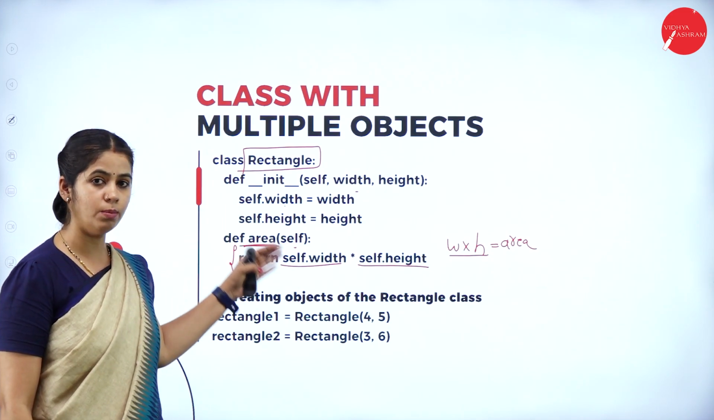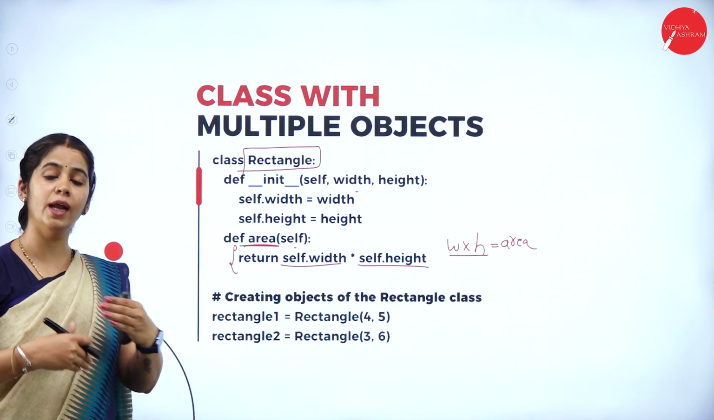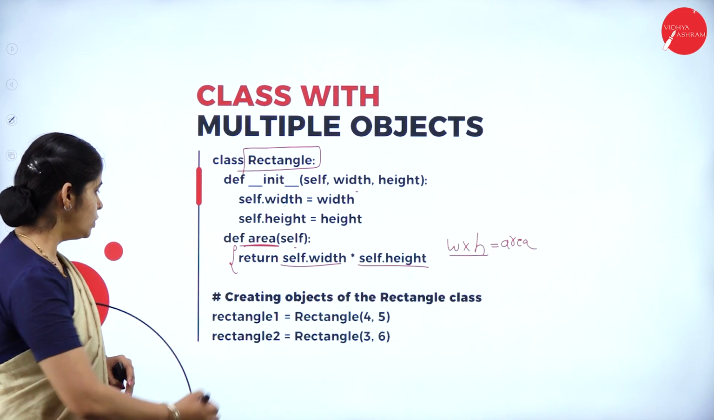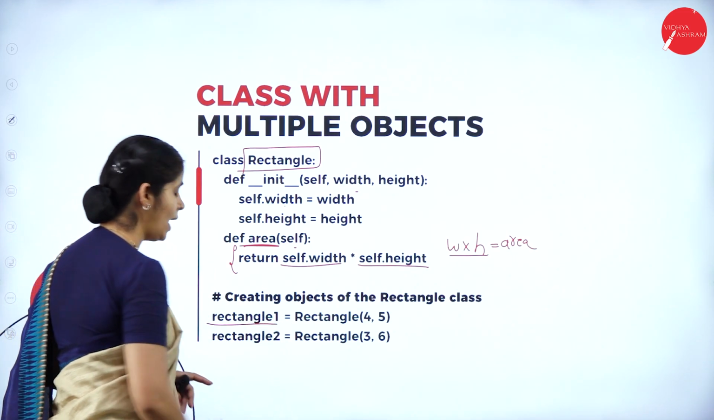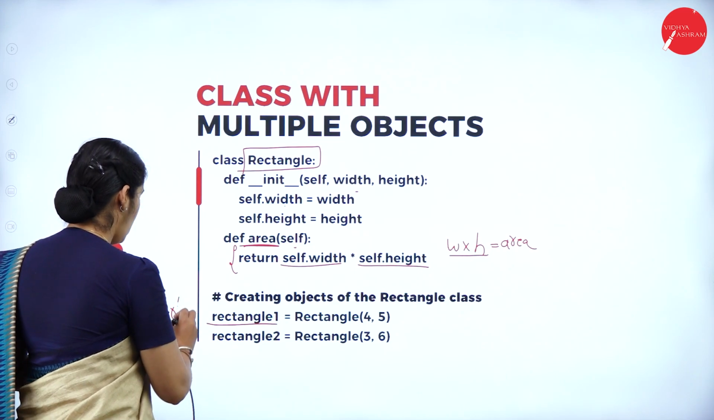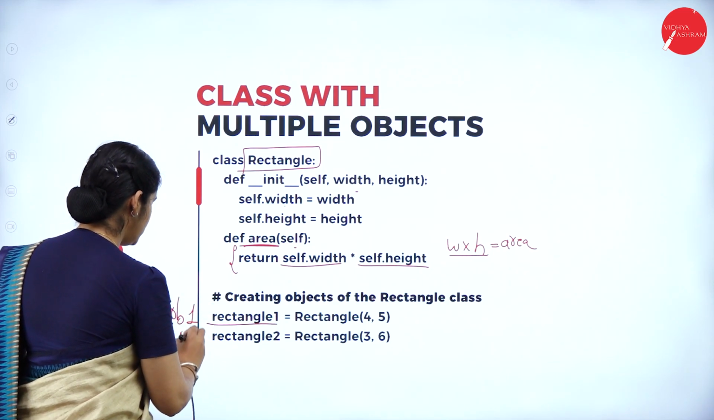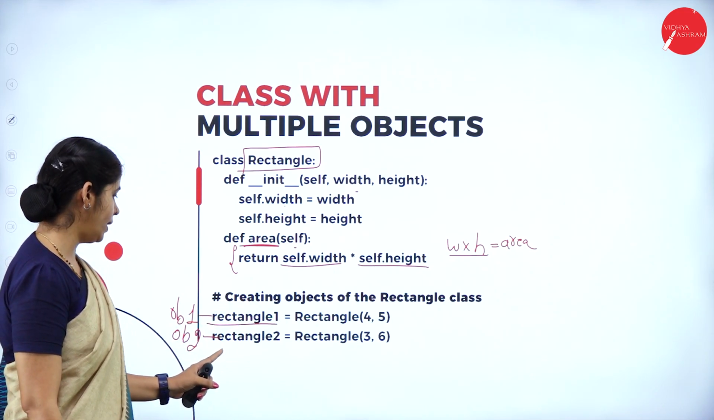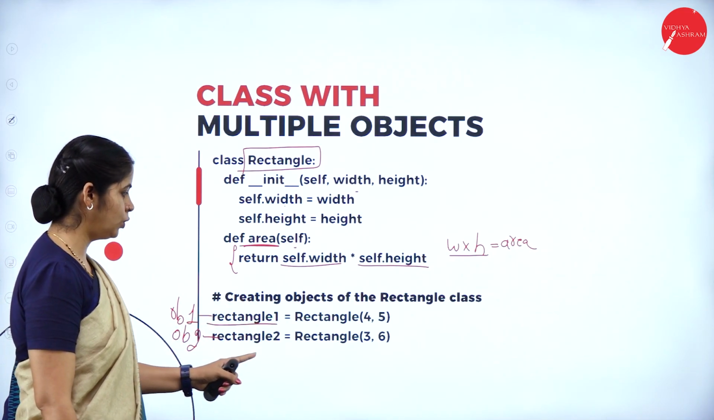Now coming to object creation, we are creating more than one object of the class Rectangle, right? So here we have rectangle 1 as object 1, and rectangle 2 as object 2.